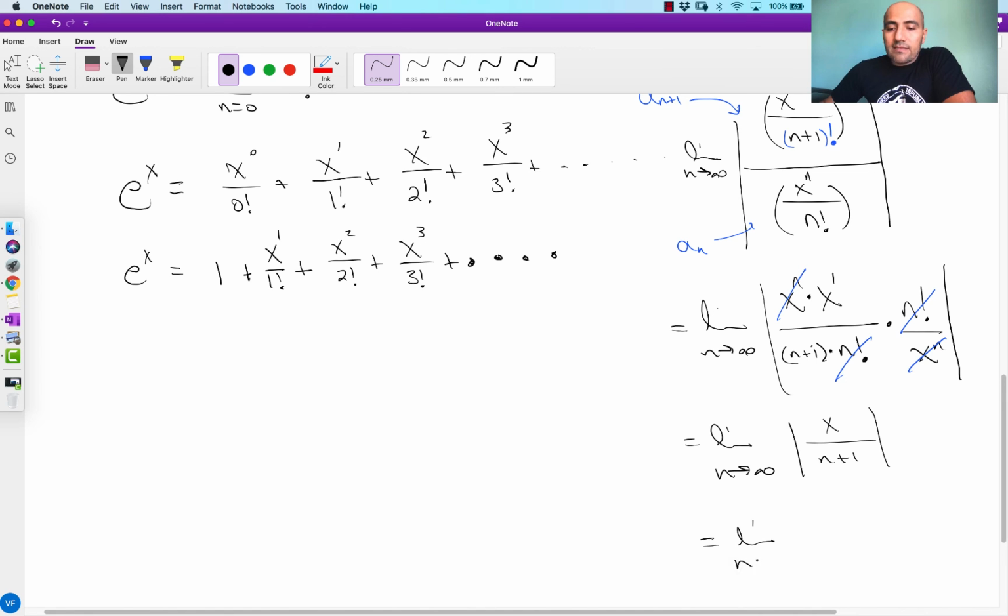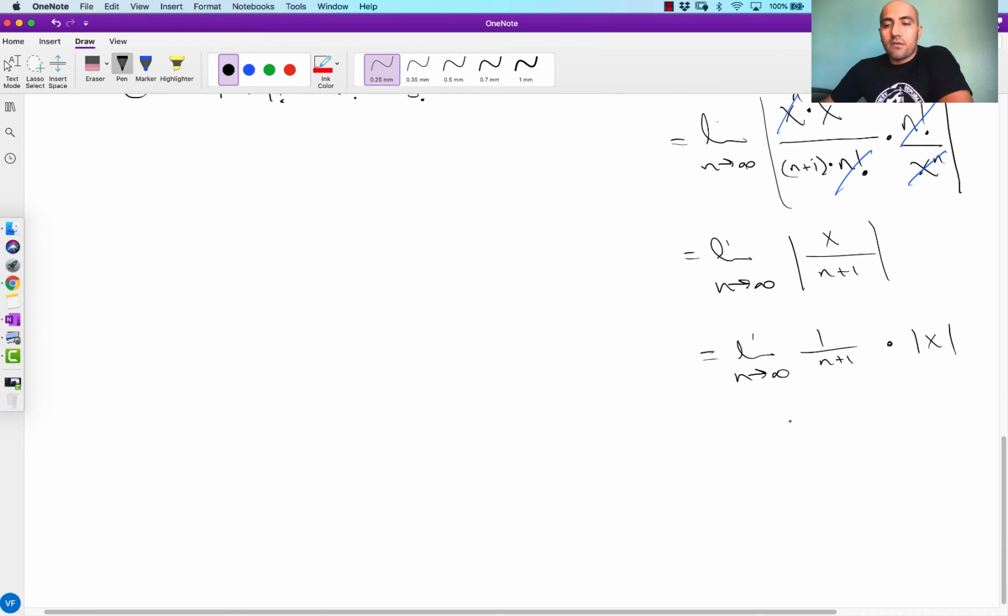This is the limit as n goes to infinity of 1 over n plus 1, and then that gets multiplied by the absolute value of x. As n goes to infinity, this gets infinitely large in the denominator. 1 over something that's growing out to infinity is going to grow towards 0. So that grows towards 0.